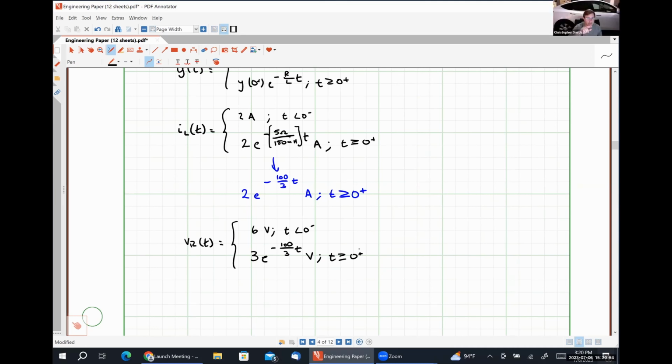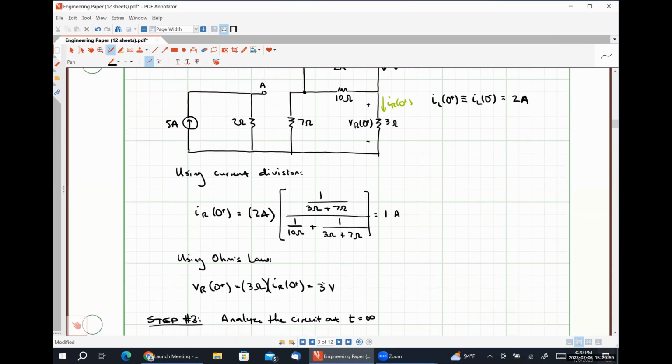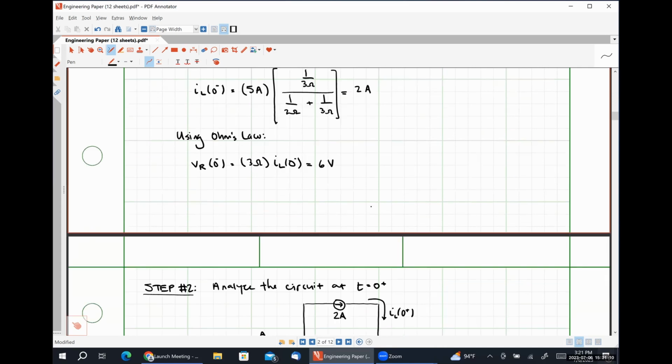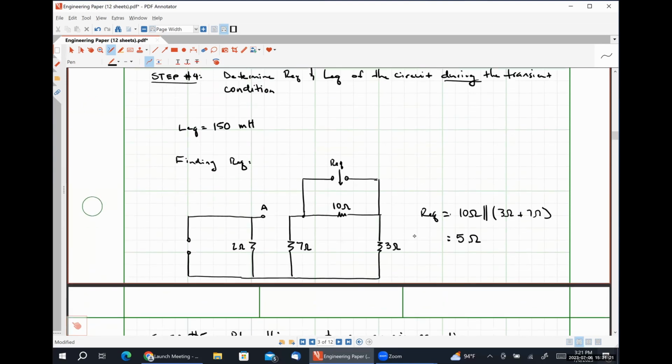So sorry, where did 6 volts come from again? Okay. So if we look here at t equal to 0-, we found that VR was 6 volts. So that's where that came from. Yep. At t equal to 0+, VR was 3 volts. So that's where that came from. Here's LEQ. Here's REQ. And we found that REQ divided by LEQ is the same thing as 100 over 3.